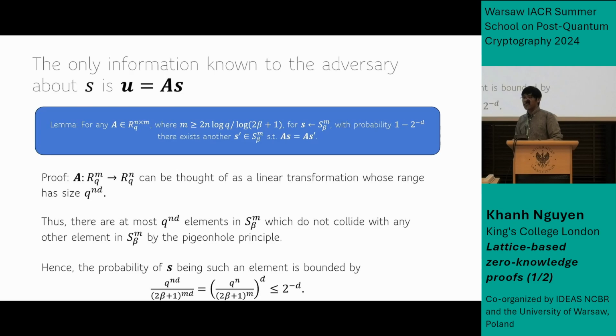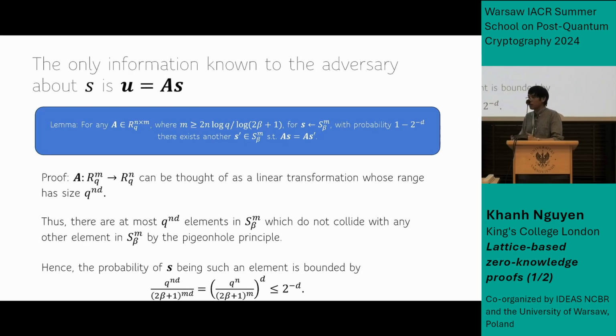How does this proof go? This technique was already used a few times throughout the summer school, but we can think of A as a linear transformation whose range is Q to the ND. So there are at most Q to the ND elements in S beta to the M which are lonely. I call them lonely because they don't have any other pre-image which maps to the same image. There are at most Q to the ND lonely elements, because if there were more, then by the pigeonhole principle, we could map them to the same image.